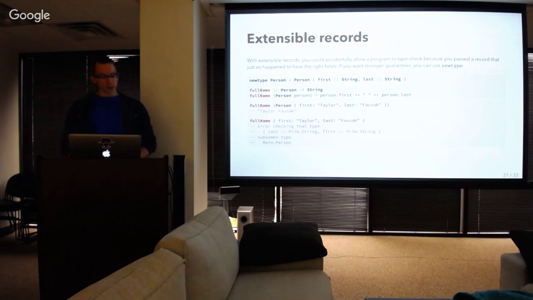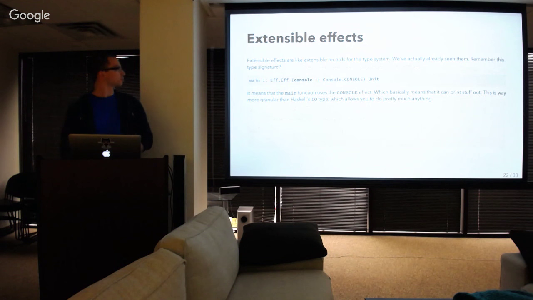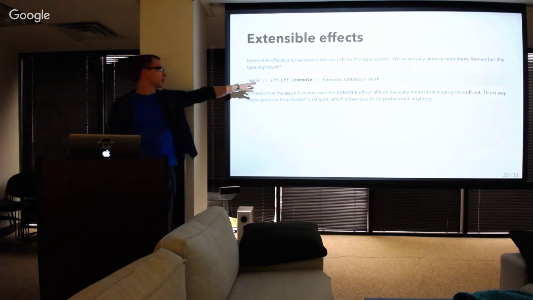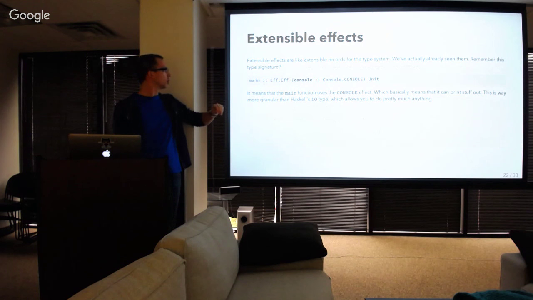All right, we're going to move on to the next extensible thing, which is effects. We've actually already seen one of these. It was in the type signature at the beginning for the main function. So what this says is that F is what they use for effects. In Haskell, this is called IO. It just means like I can go out and do impure stuff in the real world.